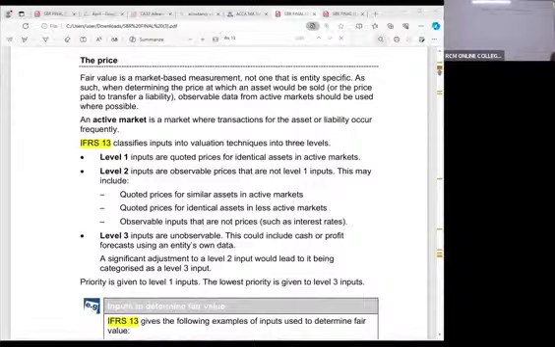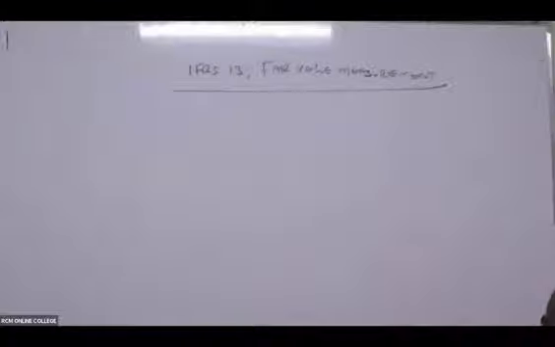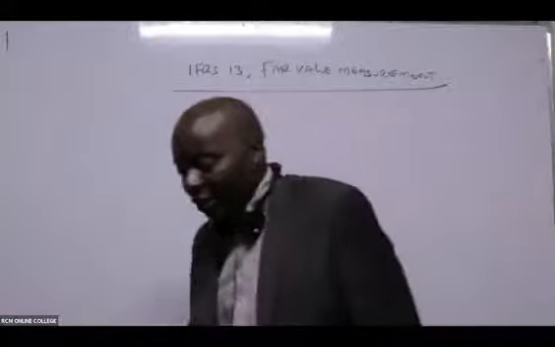So if it's a unique asset, then you have to use what we call level 3 inputs. So the inputs here are unobservable. There is nothing that is quite identical or similar to the Holy Family Basilica that you can use. The level 3 inputs are unobservable. This could include cash or profit forecasts using an entity's own data. Ladies and gentlemen, please listen to me very well. If I were you, I would take just very scanty, sketchy notes.